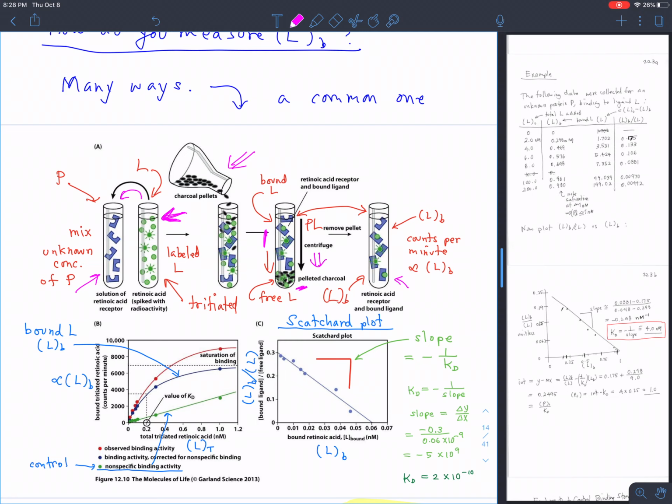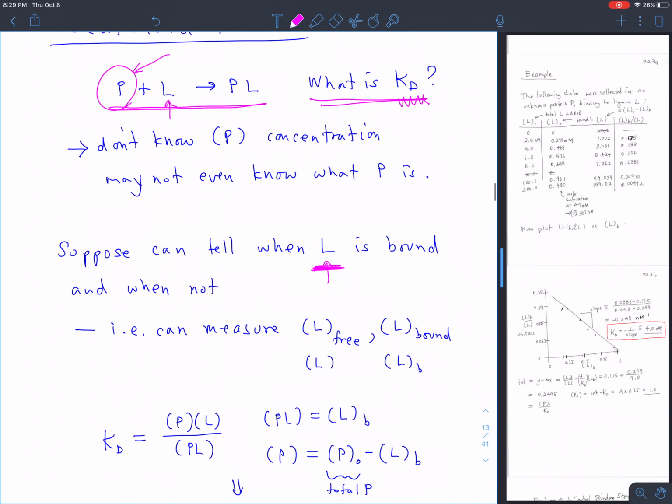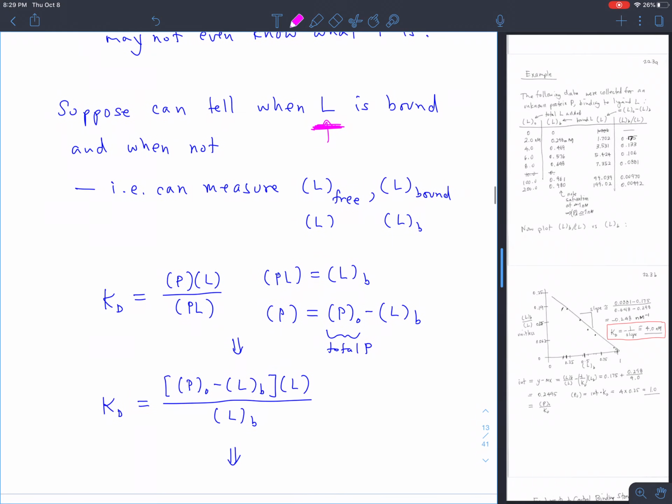If the ligand is radioactive, you can put this in a scintillation counter or something like that, and you can tell how much bound ligand there is. So just physically separating the free and bound ligand with something like activated charcoal is one way that you can tell free from bound ligand. There are other ways too. Sometimes when a ligand binds to a protein, its fluorescence changes. In that case, you can just monitor fluorescence and tell how much of the ligand has bound. So in principle, in a lot of cases, we can measure how much free ligand there is and how much bound ligand there is.